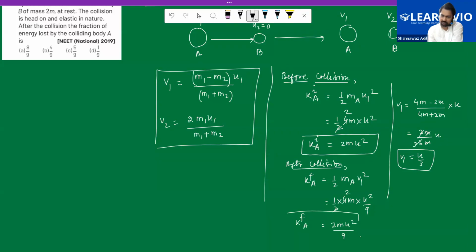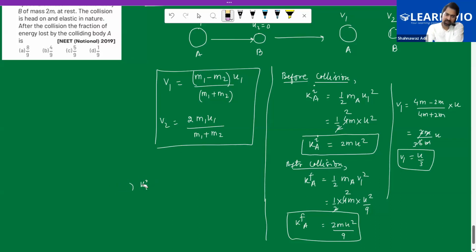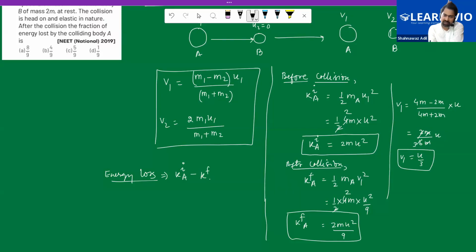Now energy lost would be how much? That we know. Energy lost is delta K, whatever the initial energy was minus the final energy. So this is 2mu square minus 2mu square by 9. So 2mu square is common, then 1 minus 1 by 9. So this is 8 by 9 and 2mu square.